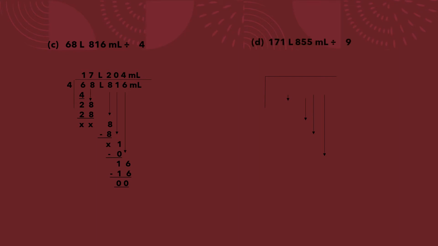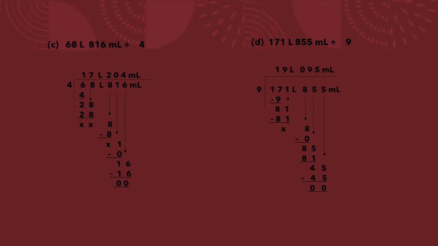Then see the D part, children. 171 liters 855 milliliters divided by 9. Now the first number on the liter side is 1, which is smaller than the divisor 9. So you will take another number, so it will become 17. Now you read out the table of 9. 9 ones are 9, 9 twos are 18. Now 18 is bigger than 17, so it will go one time only. So 9 ones are 9. Now 17 minus 9 is 8.